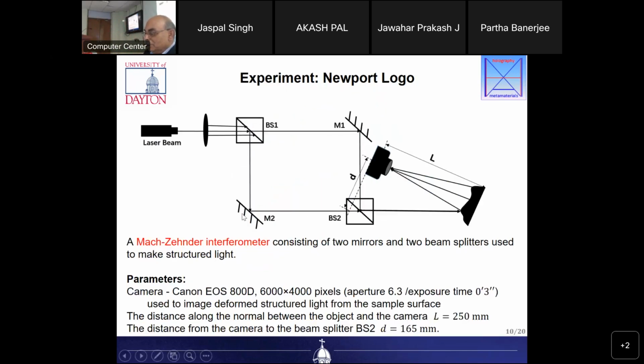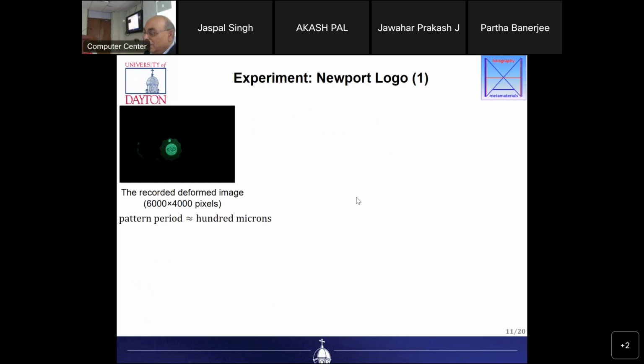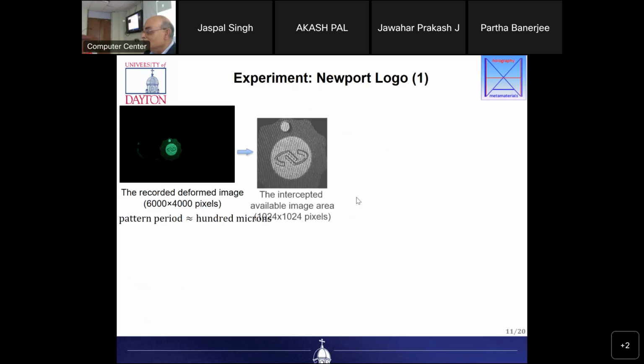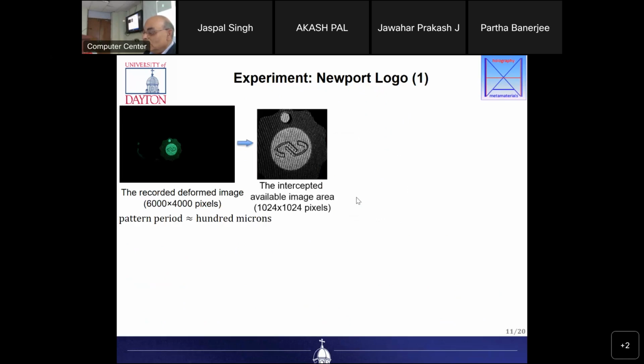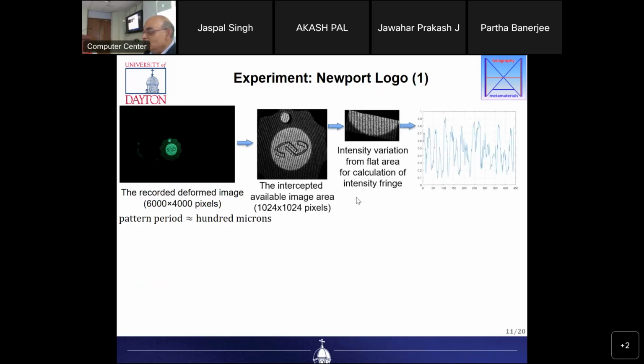So this was the experiment that was set up. The experiment was set up again with a kind of Mach-Zehnder-ish arrangement, not needed, but it was just done for simplicity. And then again, our favorite, the Newport logo. That's our trial object. This Newport logo again was scanned with, as you can see, these fringes.